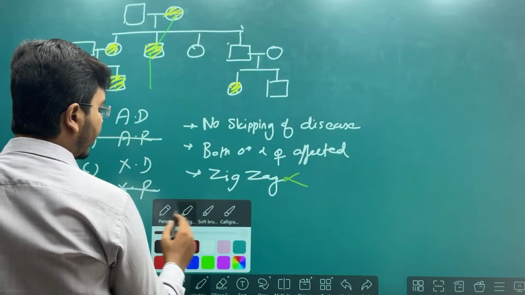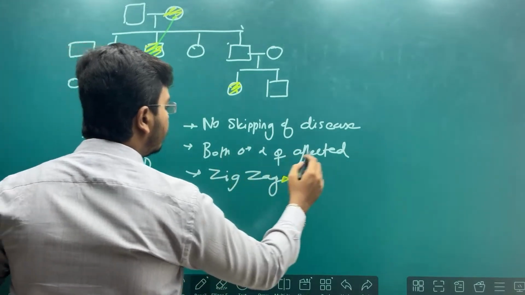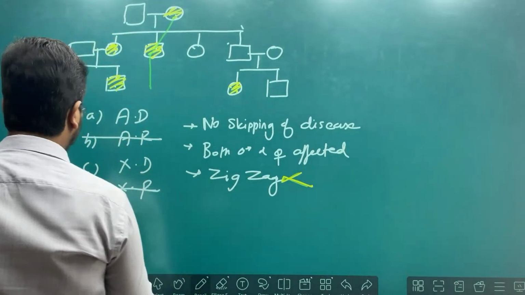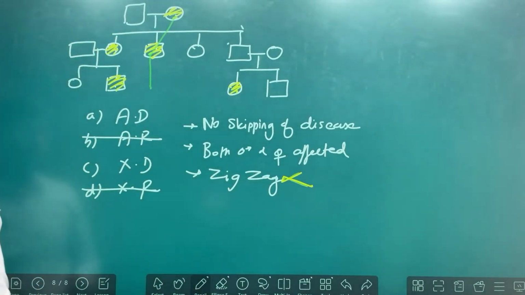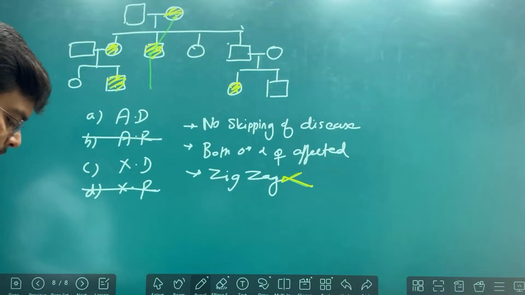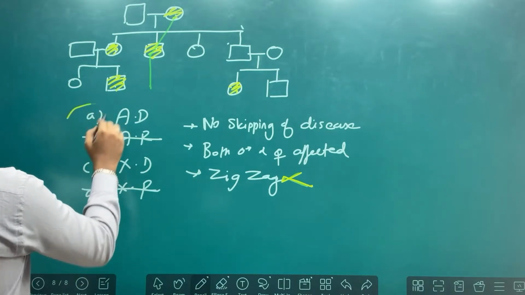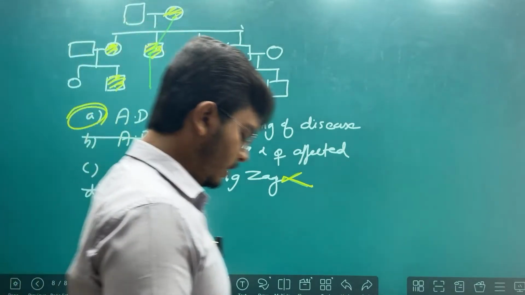There is no zigzag. If there is no zigzag but both males and females are affected, then what is the condition? Is it autosomal dominant or X-linked dominant? This is autosomal dominant.